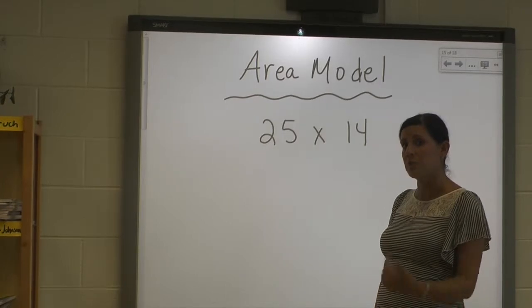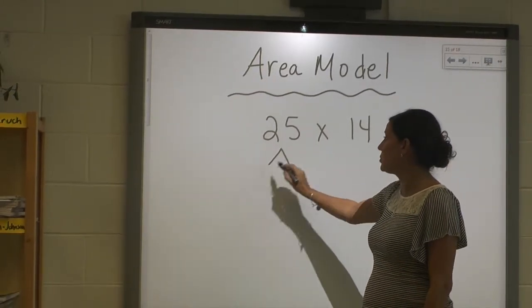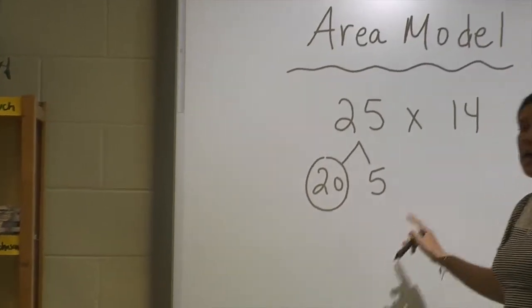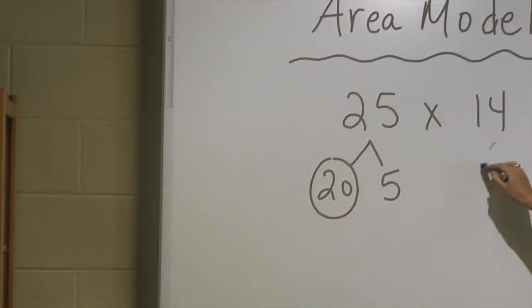Now I usually have the students do branch method for the two numbers so they can break it up into two smaller problems. So step number one is to take the number 25 and separate it into your tens and your ones place. Then I'm going to take the 14 and do the same thing.